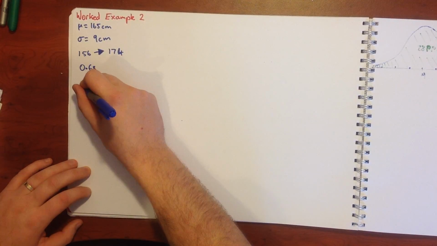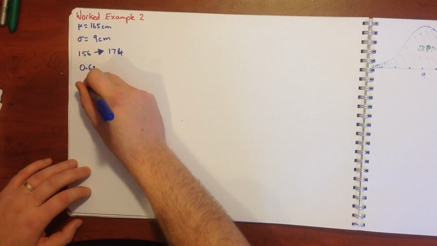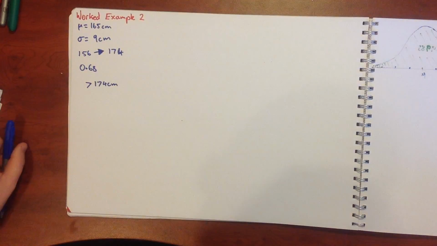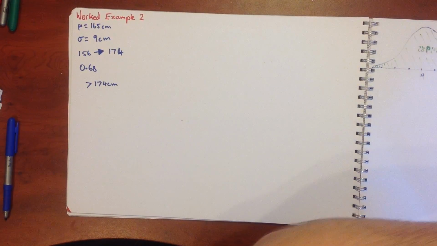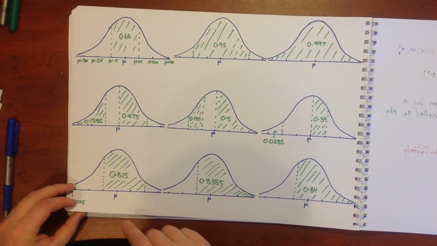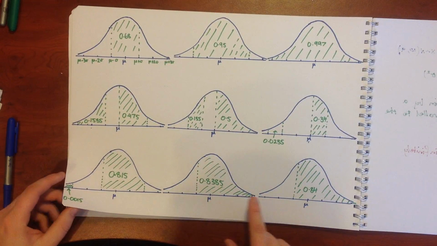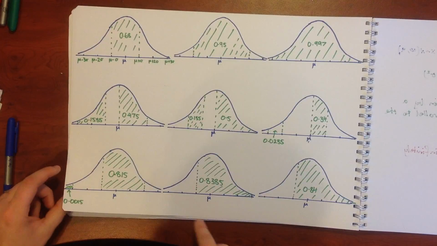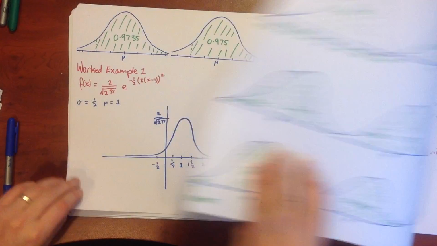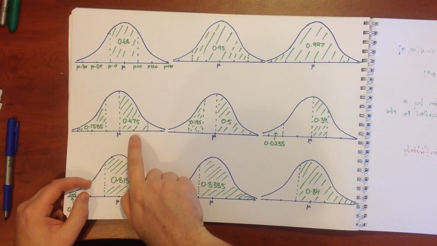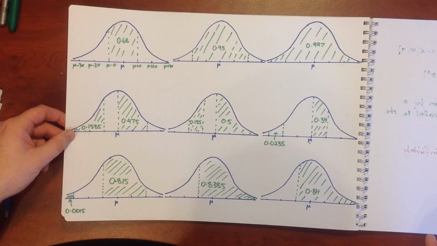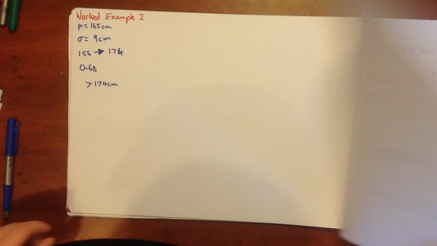Part B: what is the approximate probability that a woman chosen at random will be taller than 174 centimetres? Again, if we look back at our pictures, we want to be above 1 standard deviation. Let me see if I can find it here. Maybe that's one I missed.